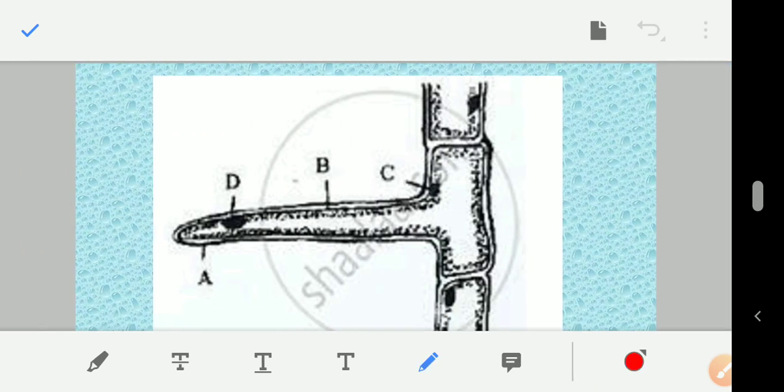Okay, this is the diagram of a root hair. A is cell wall, B is cell membrane, D is nucleus, and C is cytoplasm. Or if you have a better diagram, you can identify the vacuole also. Sometimes we ask to draw the similar diagram after plasmolysis, or after keeping it in hypertonic solution. What you are supposed to draw?